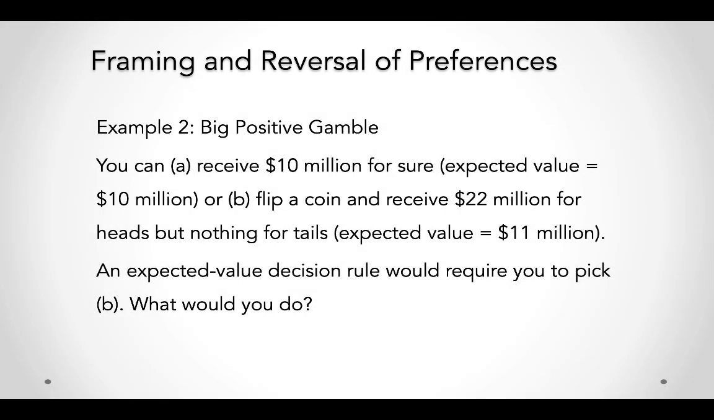But another example here. If you can A, receive $10 million for sure, the expected value is 10 million, or B, flip a coin and receive $22 million for heads and nothing for tails. The expected value is 11 million, it's higher than 10 million. What would you do? Which one would you pick here? Write it down and then we'll continue on.